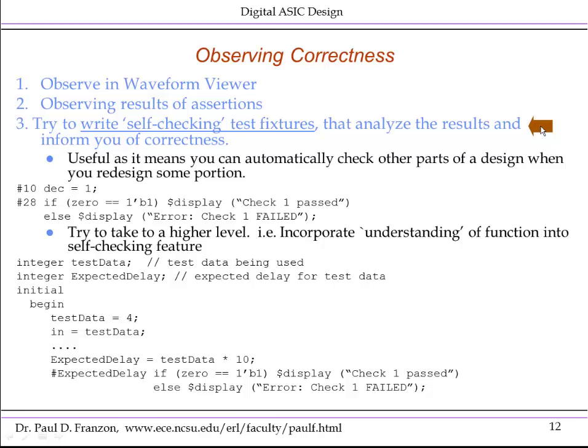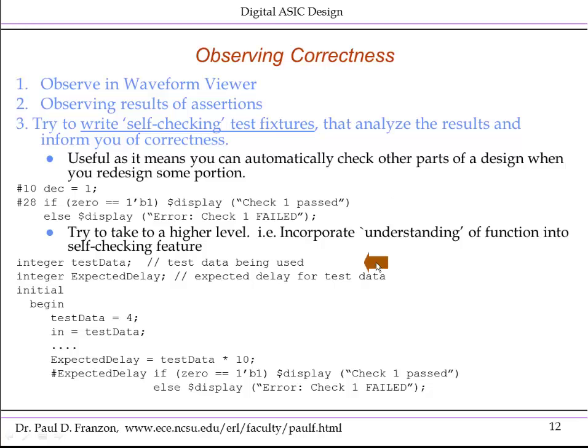And I often do this in the early stages of designing a module. So for example, you've already seen one of these in the simple counter we had. At time 28, we looked at the 0 flag and displayed to the screen whether that passed or failed. Though normally you wouldn't display the pass, you'd often just display the fail.